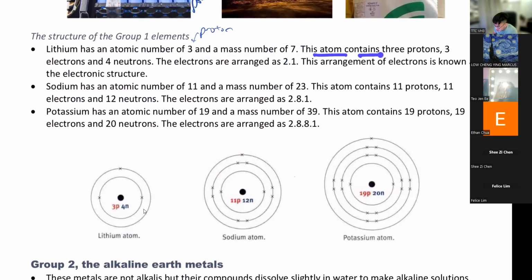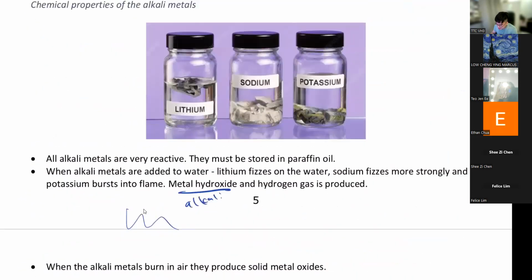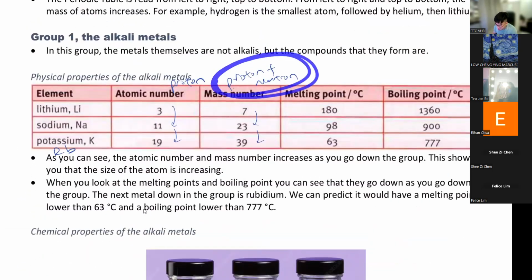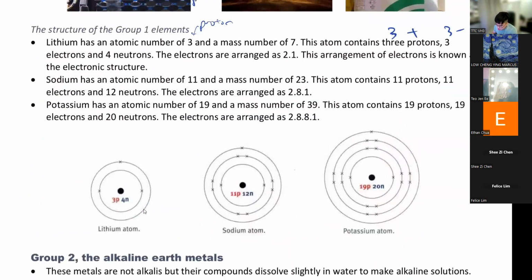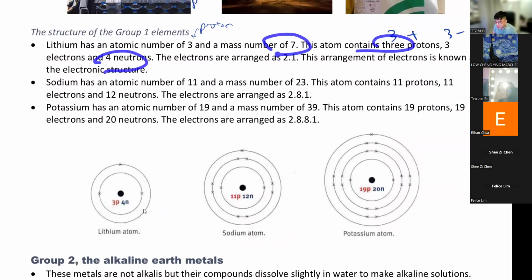This atom contains 3 protons. As I said just now, this is the proton number. And since the number of protons and electrons is the same, they have 3 electrons as well. 3 protons means 3 plus, 3 electrons means 3 minus. The remaining 4 are neutrons, because 3 plus 4 is 7. The mass number is proton plus neutron, so 3 plus 4, you get 7.